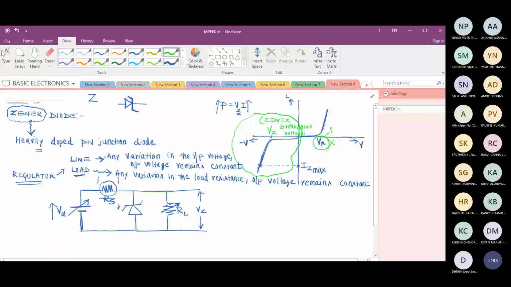Will current start flowing from the input voltage in this direction? I've changed the color of the pen. Yes, sir. So from the input, the current starts flowing from higher potential towards lower potential. So will it start flowing through this resistance RS? Getting it? Any doubts? No, sir. Okay.